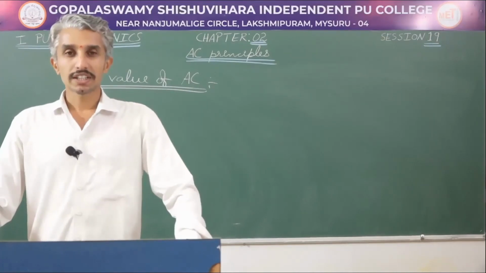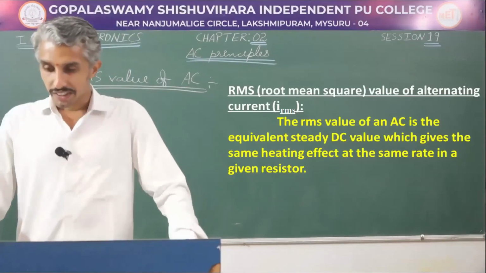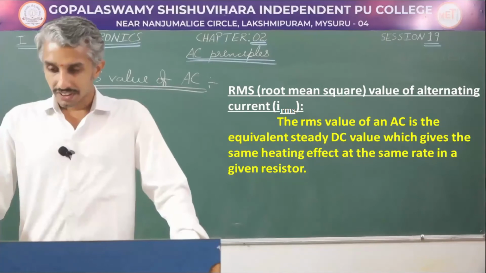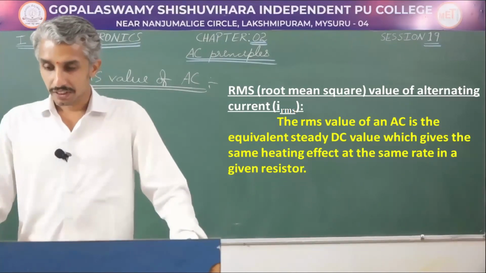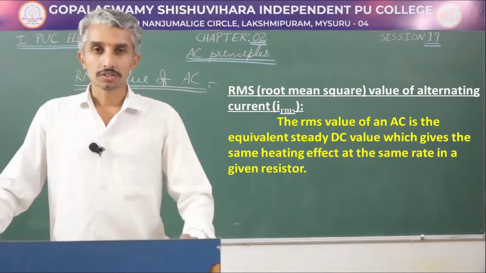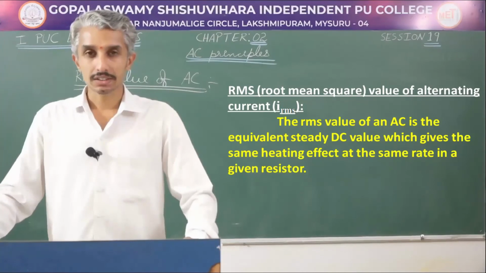The RMS value of alternating current or voltage is defined as follows: the RMS value of an AC is the equivalent steady DC value which gives the same heating effect at the same rate in a given resistor. So, this is the definition for the RMS value of alternating current.